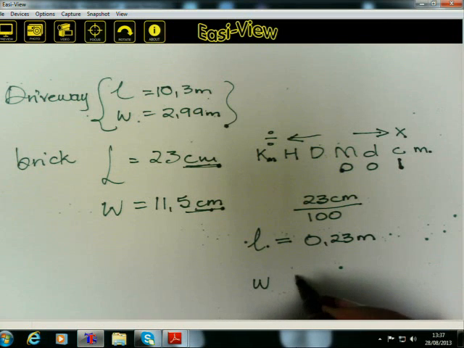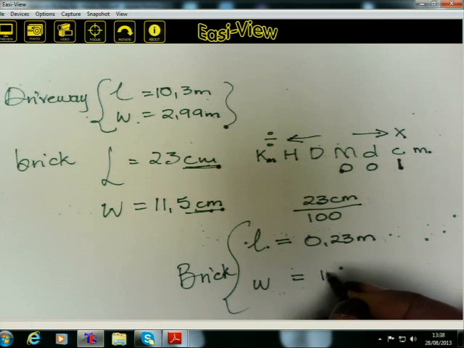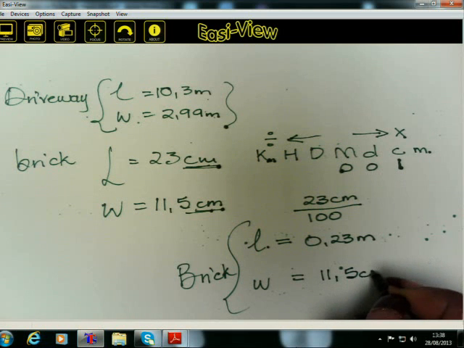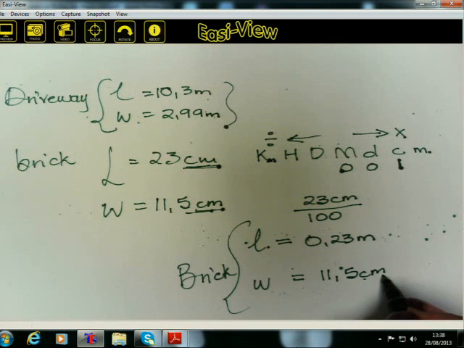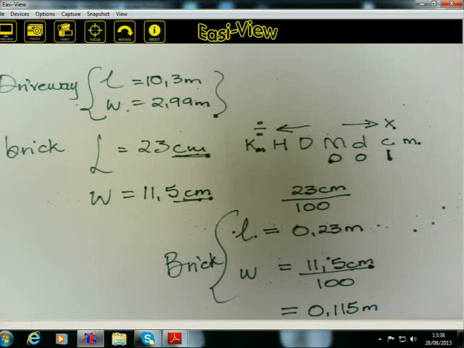Now coming to the width of the brick, our width is 11,5 centimeters. Because it is also in centimeters and we are trying to change it to meters, we are again going to divide by 100 and we will get 0,115 meters. You can also check that through your calculators. Your width will be 0,115 meters.